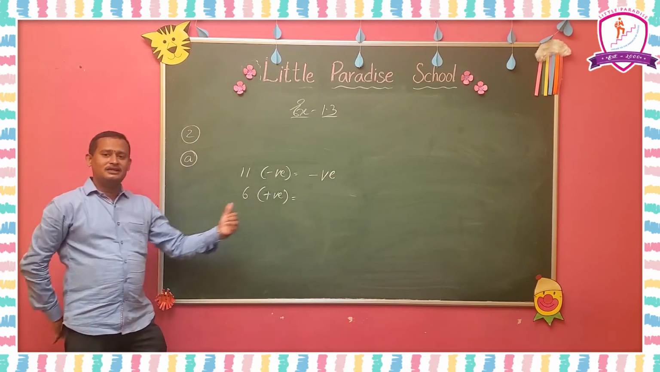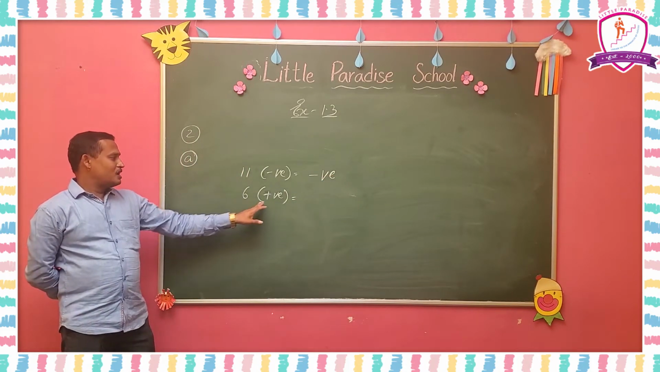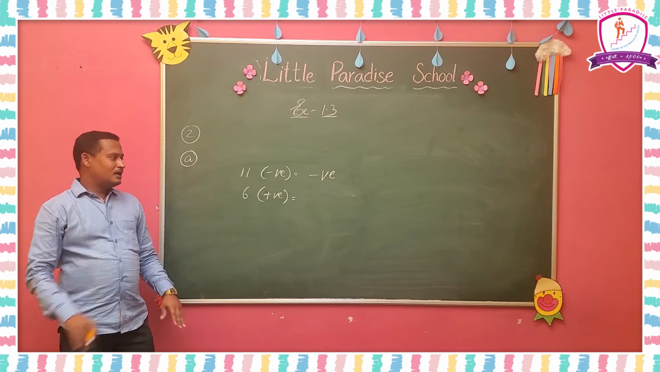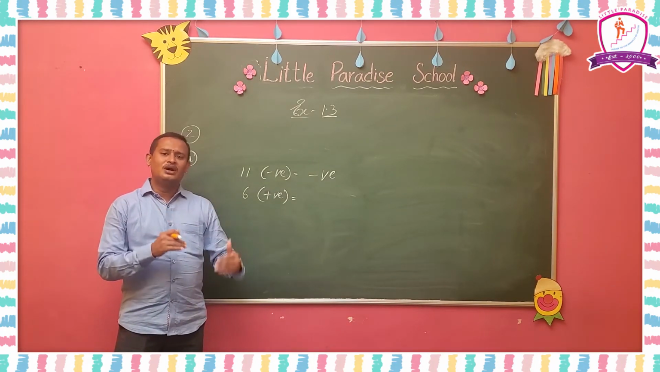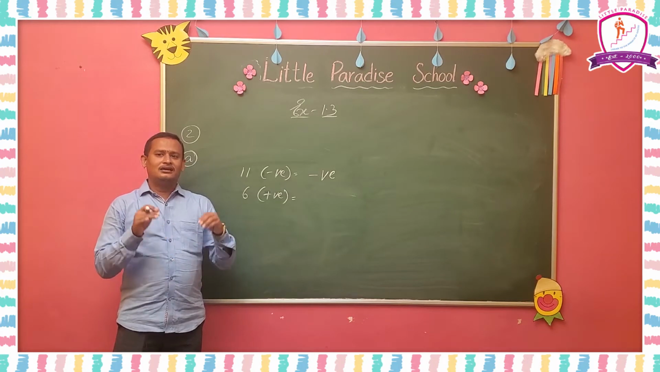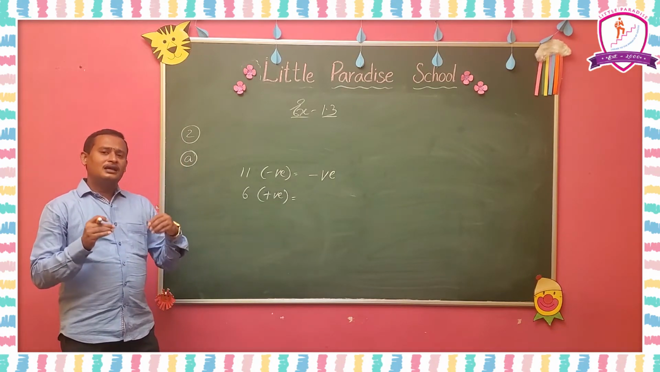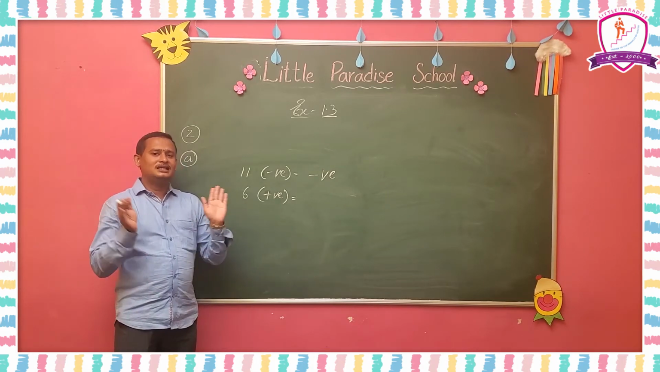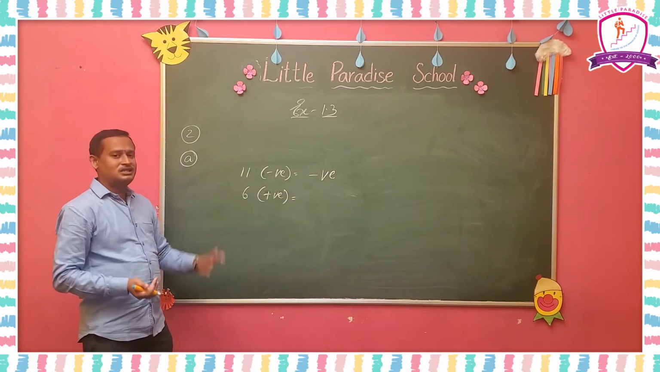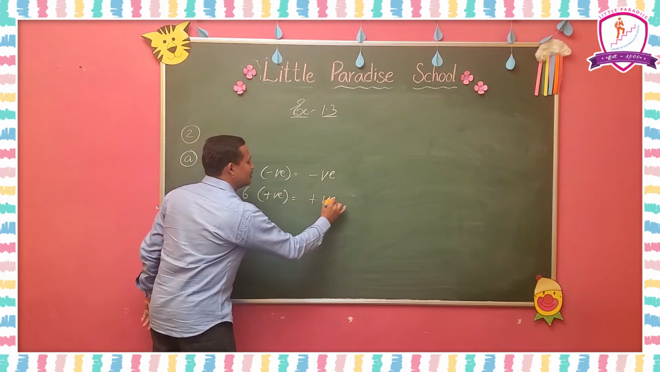Here 6 positive integers are there. So, positive integers are always positive. When we multiply any number of positive integers, we will get a positive integer as the answer. So, here 6 positive integers will become a positive integer only.